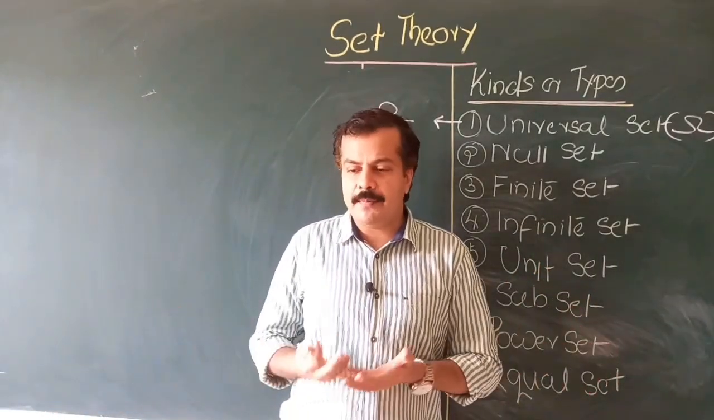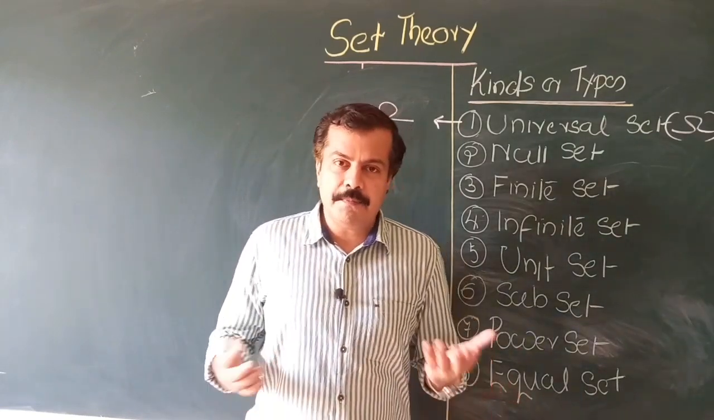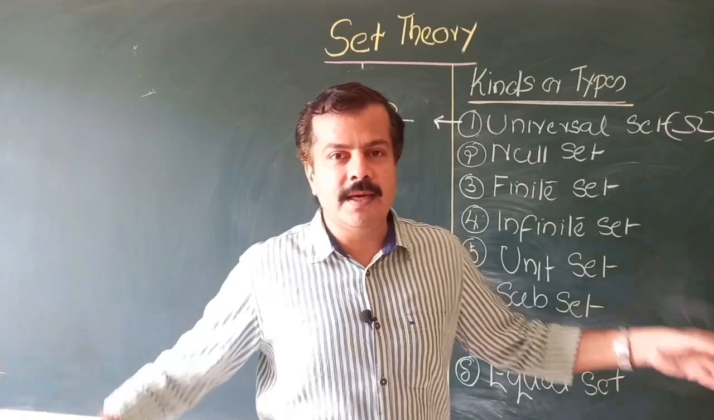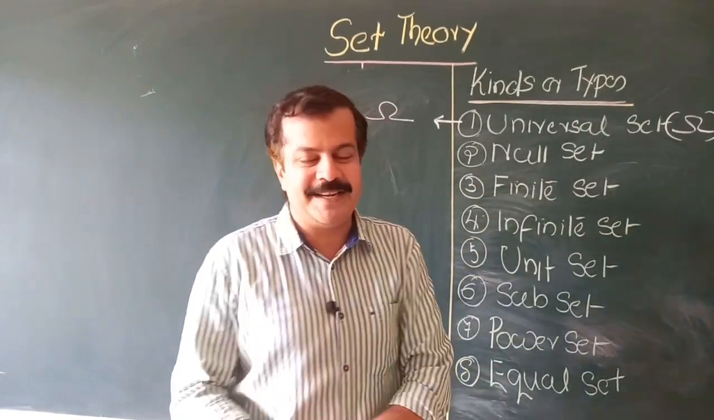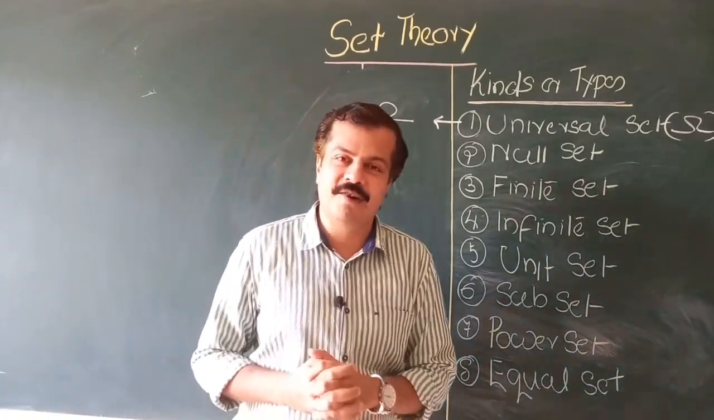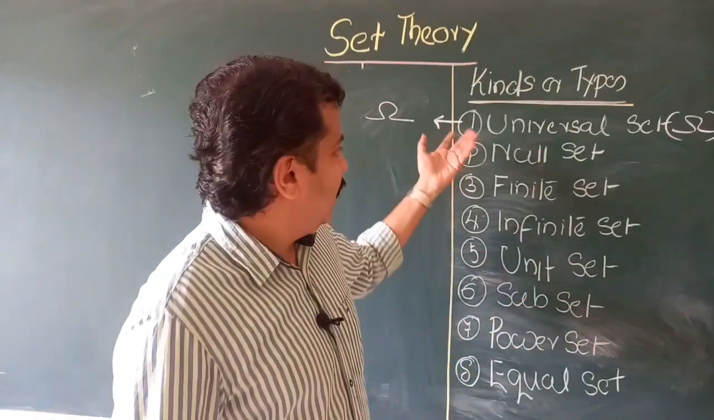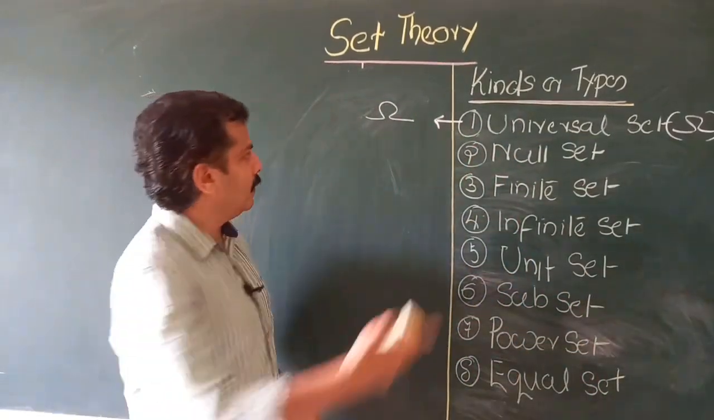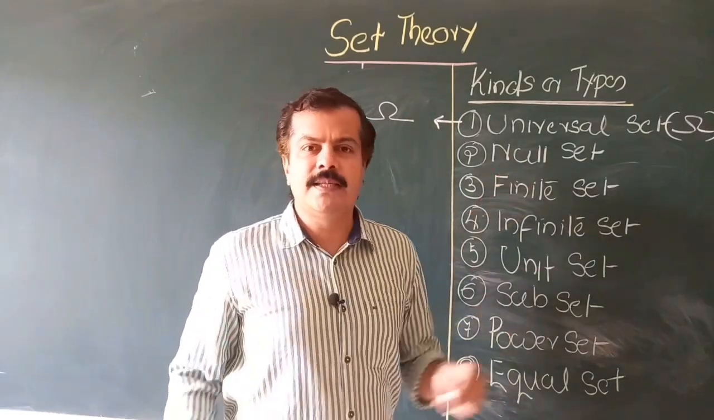For example, if I am writing a universal set of the students, that means all the students will be there in the universal set. So it can only be explained by using the method of description, because you cannot write it by using the method of enumeration, right? So the universal set is an all-inclusive set and we usually represent it by omega.